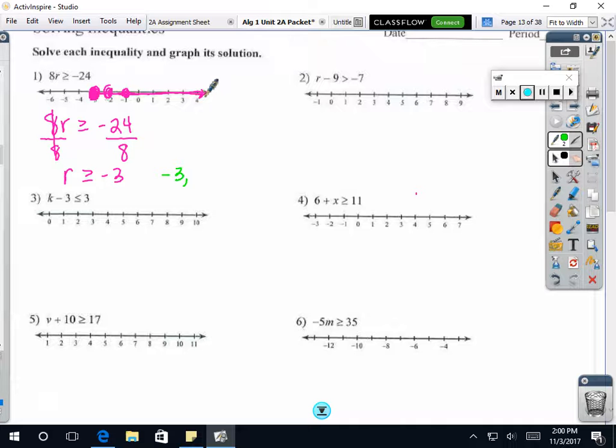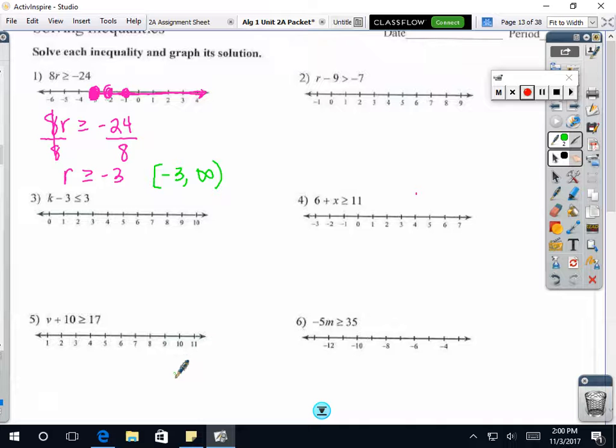It just had to because we don't have a massive paper. How far could I go right? Infinity. You put a parenthesis on infinity. Since negative 3 is a solution, because it would actually work when plugged in and made a true statement, you put a bracket.